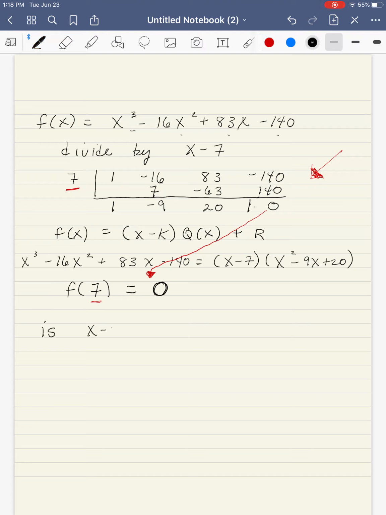So I'd like you to look back at this problem that we did here, this division, and I want you to answer two questions for me. Is x minus 7 a factor of f of x? And is 7 a 0 of f of x? So pause the video, answer both of those questions with a yes or a no, and then turn the video back on.